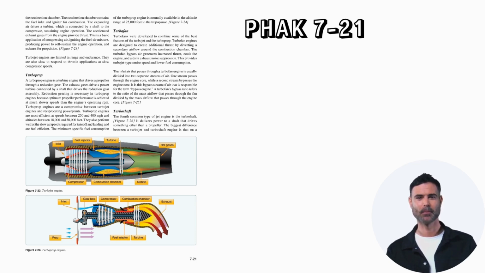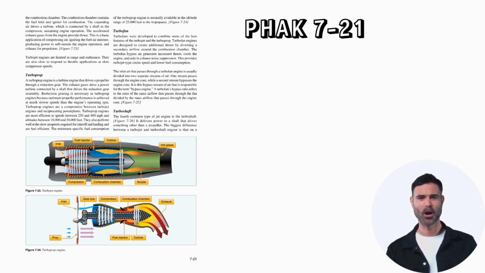This is a basic application of compressing air, igniting the fuel-air mixture, producing power to self-sustain the engine operation, and exhaust for propulsion. Turbojet engines are limited in range and endurance. They are also slow to respond to throttle applications at slow compressor speeds.